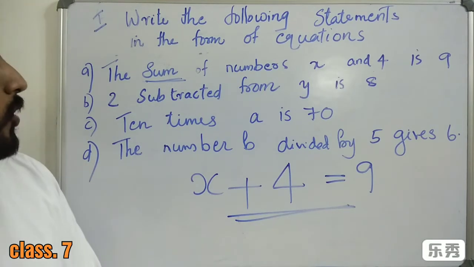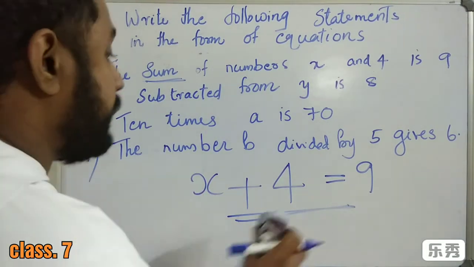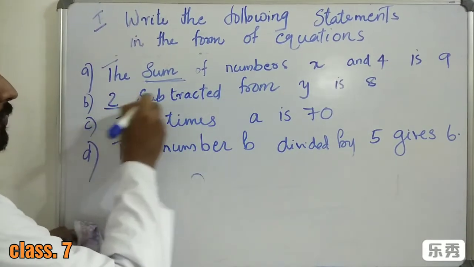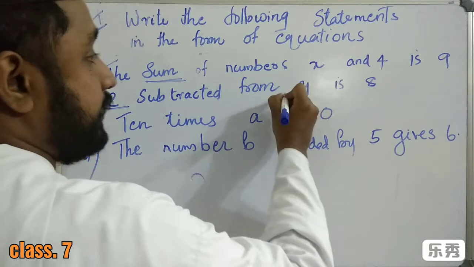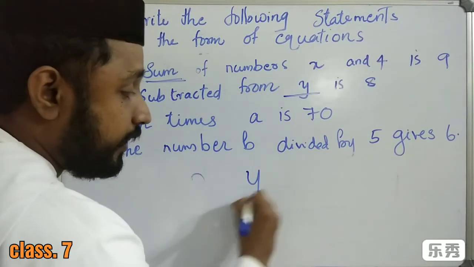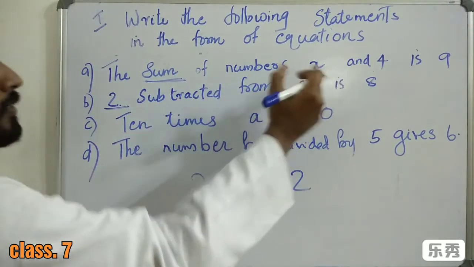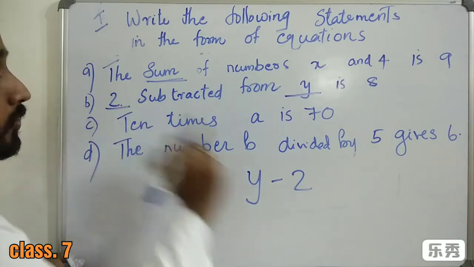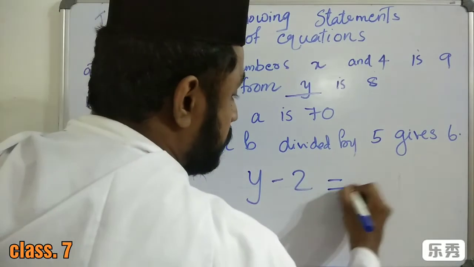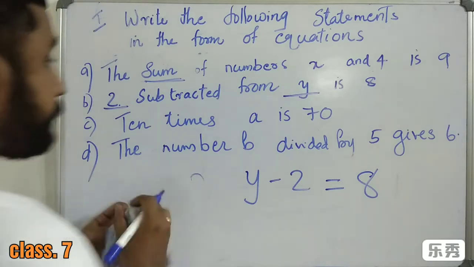Second question: 2 subtracted from y is 8. From y, 2 is subtracted. So y minus 2 is 8, which is equal to 8. So y minus 2 is equal to 8.